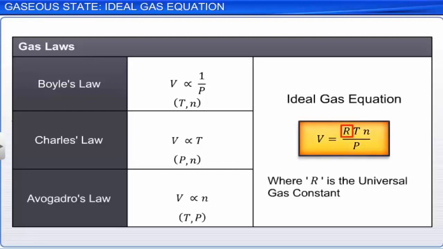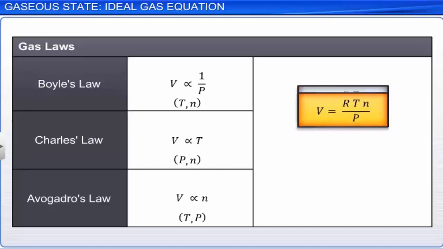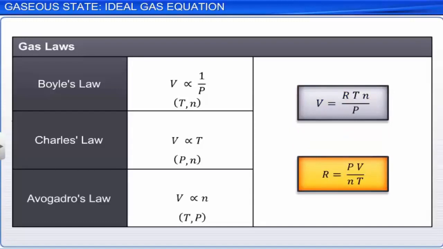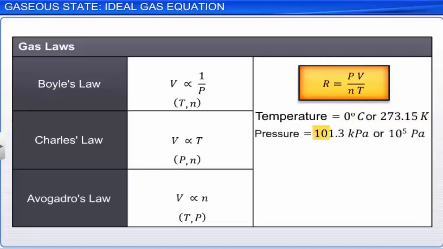To find the value of R, we need to rearrange the equation and substitute appropriate values of P, V, N and T. For example, under standard conditions of temperature, that is 0 degrees Celsius or 273.15 Kelvin, and pressure, that is 1 atmosphere or 101.3 kilopascal or 10 to the power of 5 Pascal, 1 mole of a gas occupies 22.4 liters or 22.4 cubic decimeter.